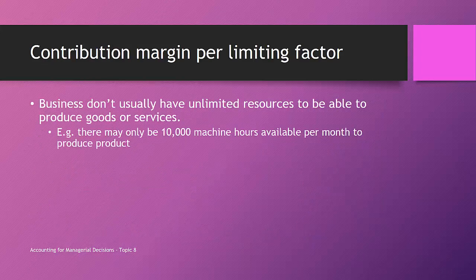What happens if contribution margin is a limiting factor? None of us have unlimited resources, as much as we would like. I wish I had more hours in the day, especially right at the moment, but I don't. We have limited resources. So it could be that you have 10,000 machine hours available per month. Each of us has 24 hours, not that we can use it all for quote unquote work. I would say productive purposes, but sleep is still a productive purpose. It helps us actually get things done the following day.